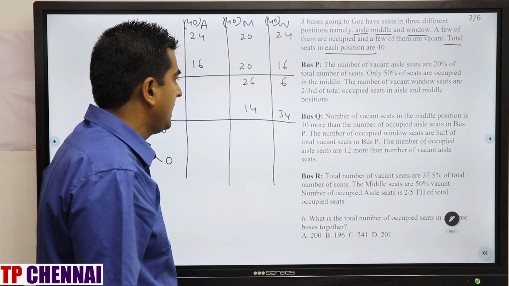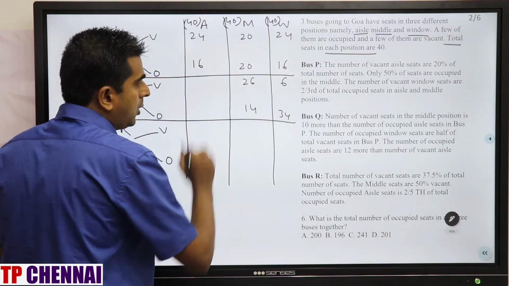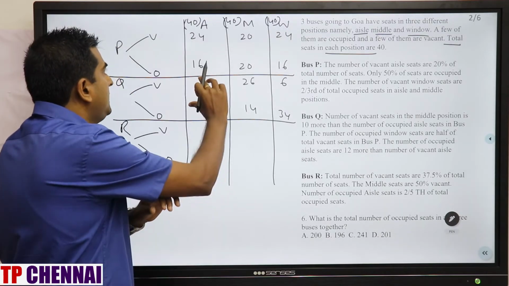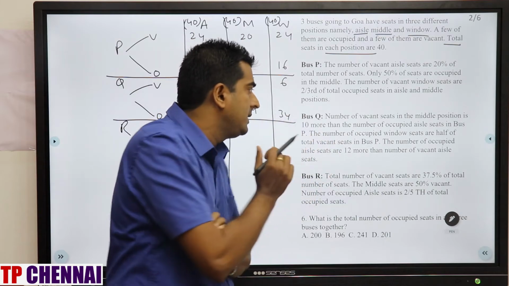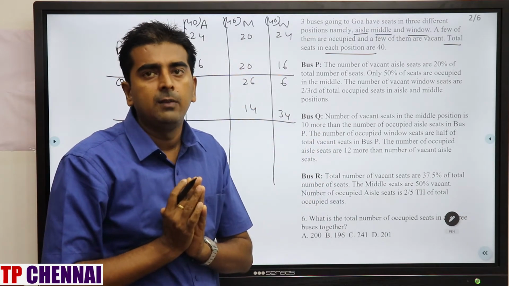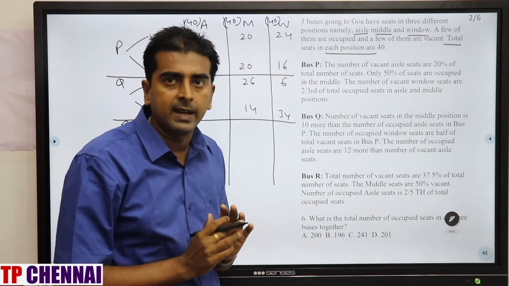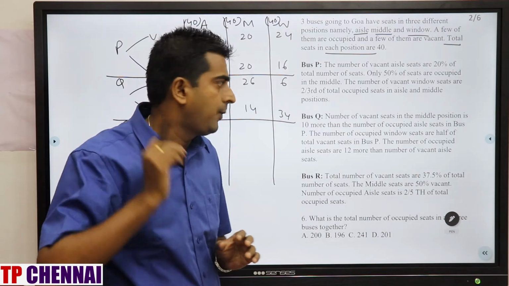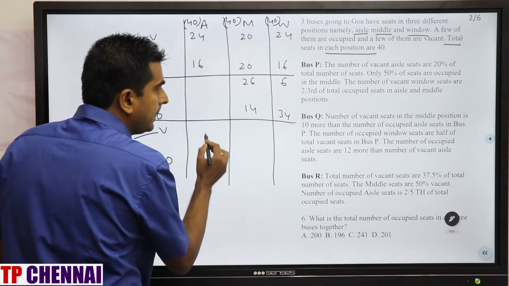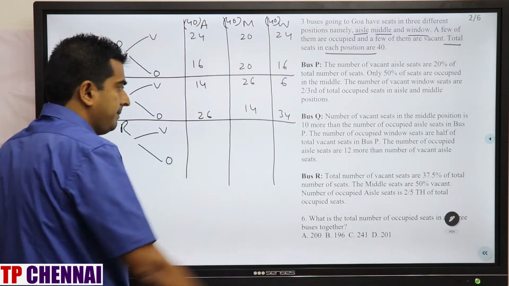The number of occupied aisle seats, this one, are 12 more than the number of vacant aisle seats. The total number of seats is 40. Occupied has 12 more, so subtract 12, remaining is 28, which is divided equally, 14 and 14, between occupied and vacant. But occupied has 12 more, so occupied will be 26. This will be 40.